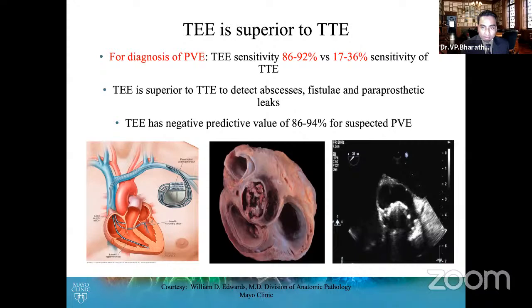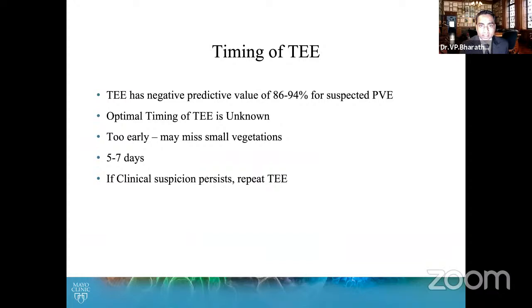The reason for that is the optimal timing of doing TEE is unknown. If we do TEE early in the course of the endocarditis, there may not have been enough time for the vegetation to form, and we may miss the diagnosis. So we routinely repeat the TEE after one week if the initial TEE is negative and the clinical suspicion persists. This is especially important for patients with Staph aureus bacteremia, which is a very common clinical scenario here.